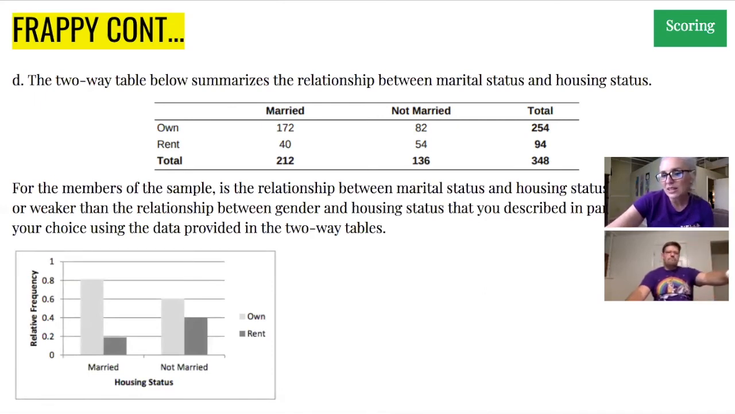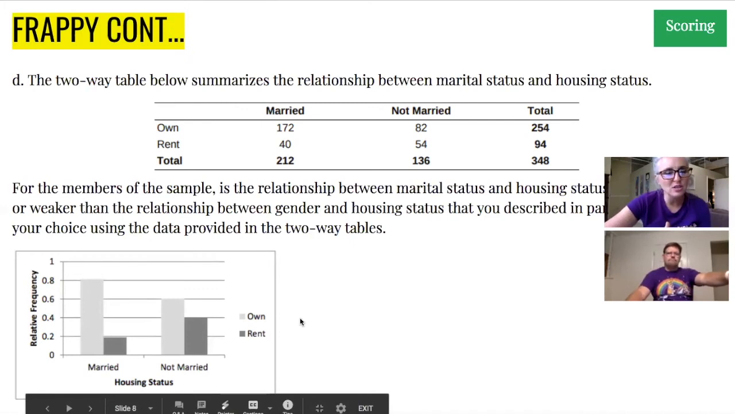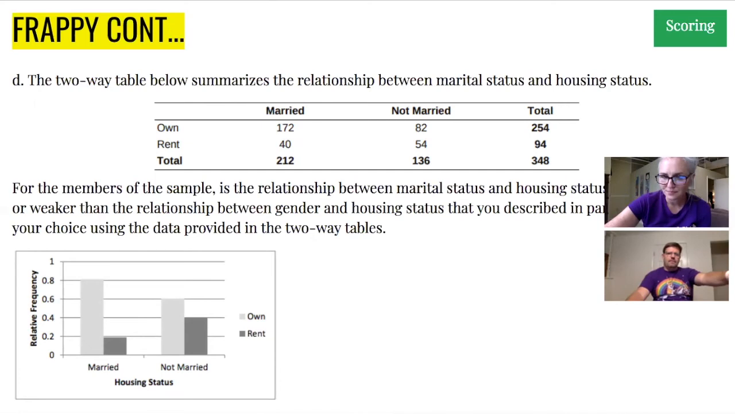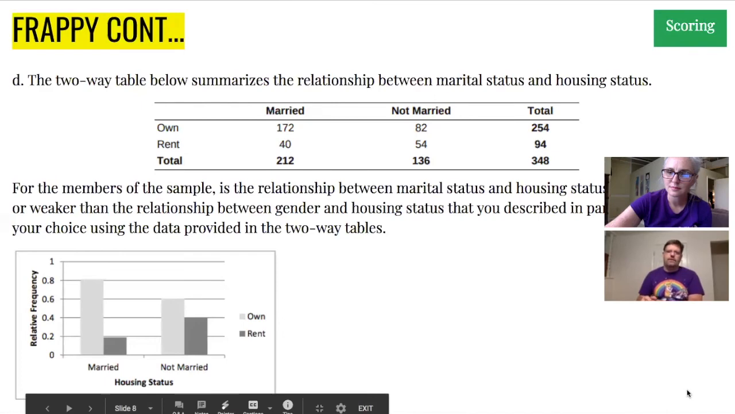And when I look at this graph, do I see an association? What do you think, Mr. Robbie? Do you see an association? It seems like there's 80% of the married people have a home versus only 60. So those bars are further apart for married versus not married. So I would say if someone is married, they are more likely to own a home.